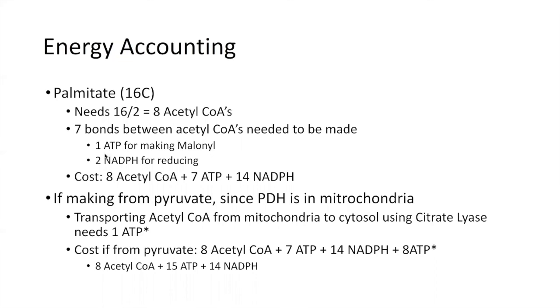If every reaction needs 1 ATP and 2 NADPHs, then you just multiply that, and you get that the cost of making palmitate is your 8 acetyl-CoAs, 7 ATPs, and then 14 NADPHs. Now, this is nice. If they tell you that they provide acetyl-CoA, this is your final answer: 7 ATP, 14 NADPH.